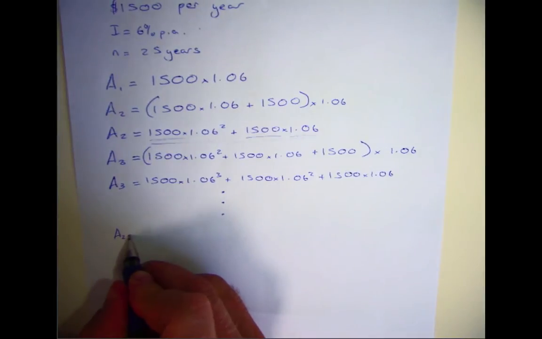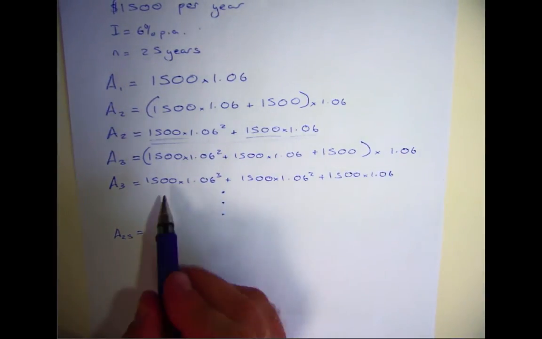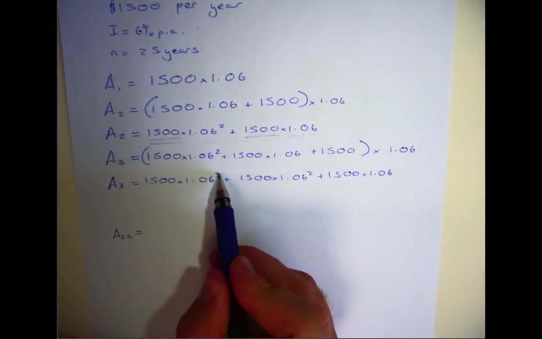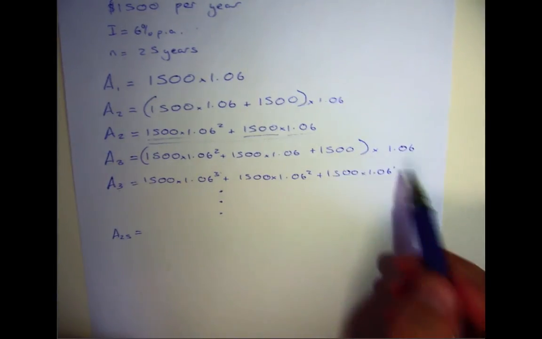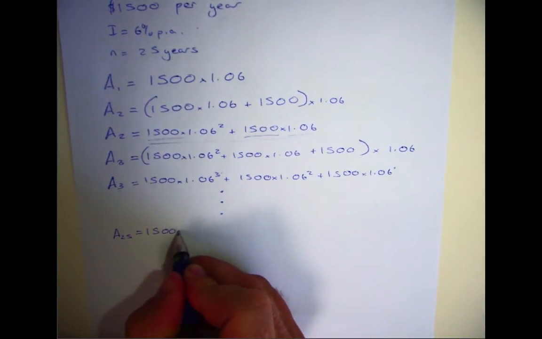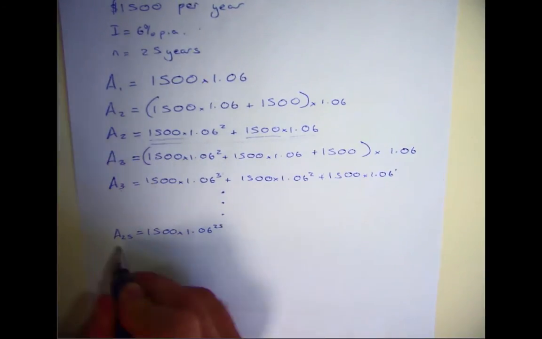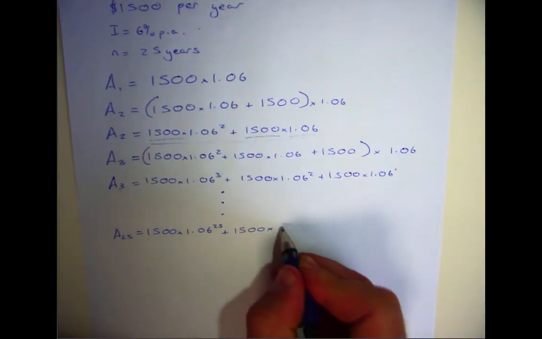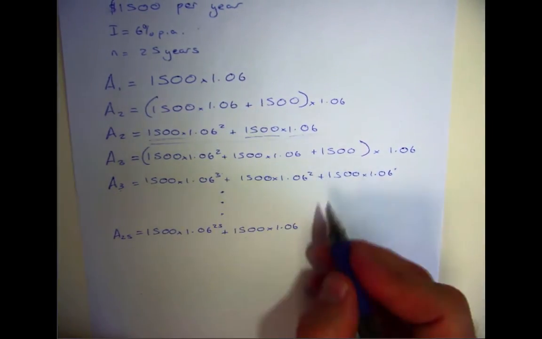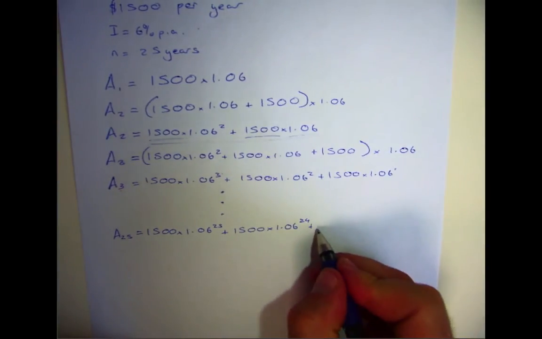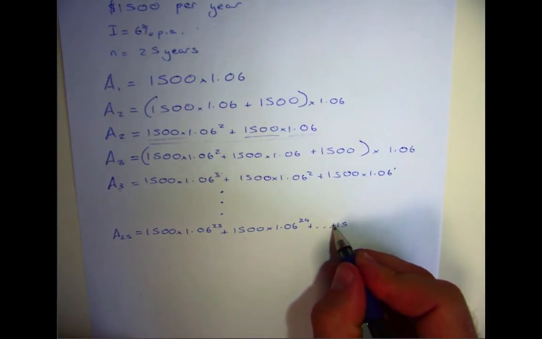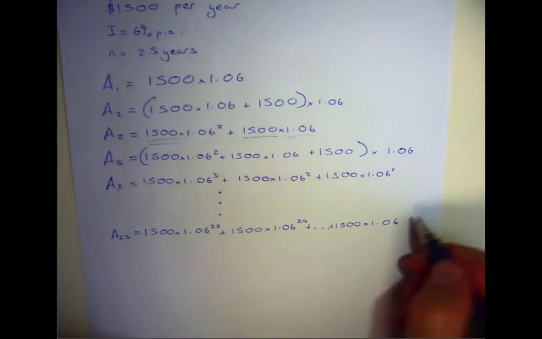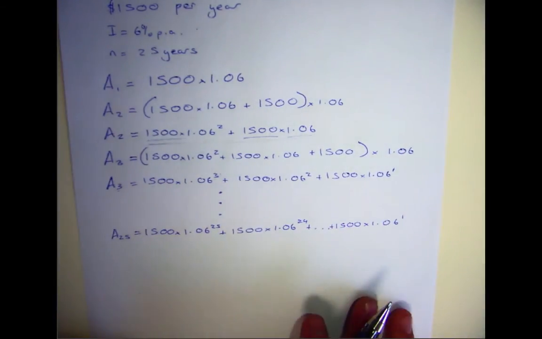So what we do is after doing 3 years worth, we write down to A25, and this is about recognizing patterns. And what we see is it's 1,500 times 1.06^3. We have 3 years there, it's power of 3 there, 2, then power of 1. So this will be 1,500 times 1.06^25, plus 1,500 times 1.06. This is 1 less than that power, to be 24, plus 1,500 times 1.06 to the power, the last one is going to be 1.